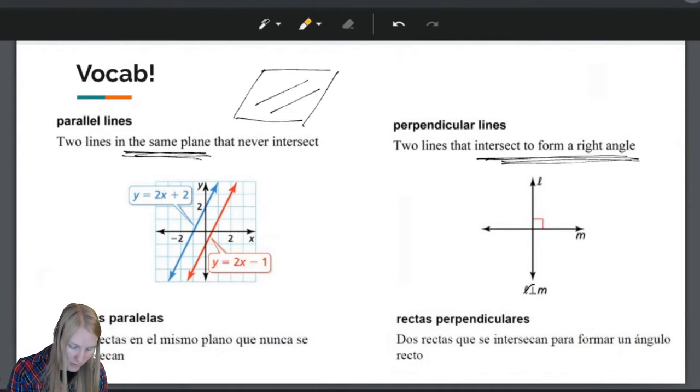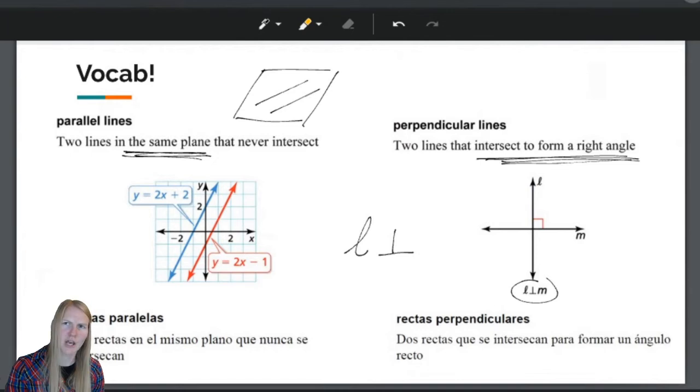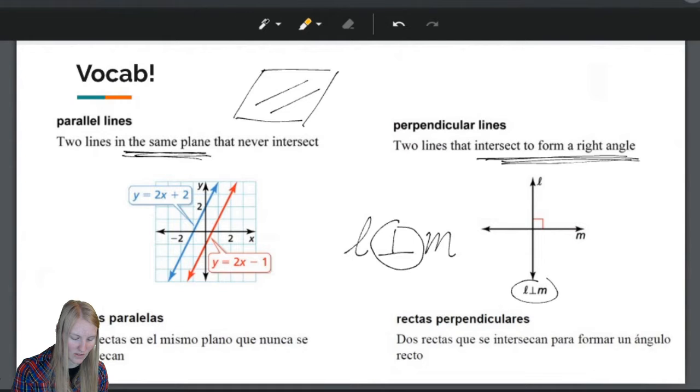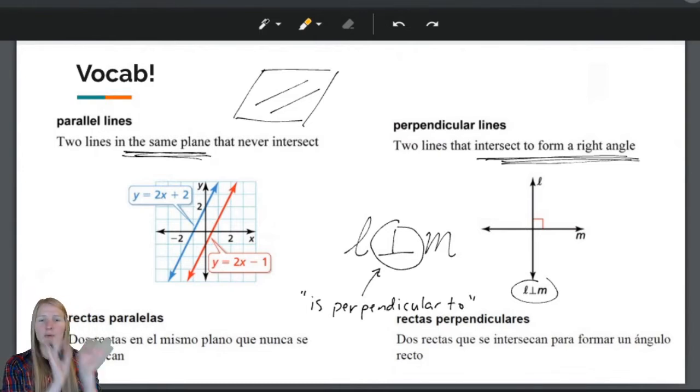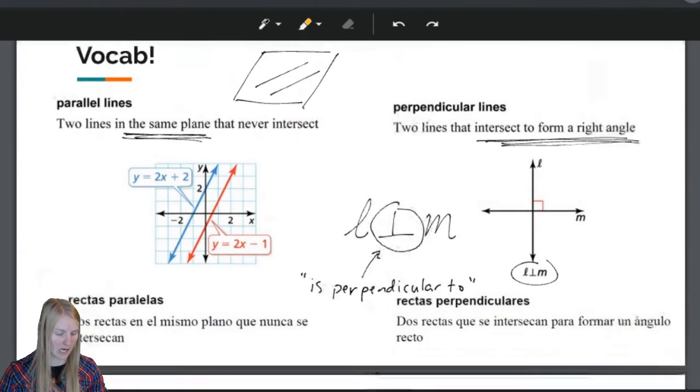And this symbol right down here, it's like an upside down T. Let me draw this bigger for you. They have L, upside down T, M. And what this means is perpendicular to. So line L is perpendicular to line M. That's what that means. Okay, so that was a nice review of parallel and perpendicular lines.